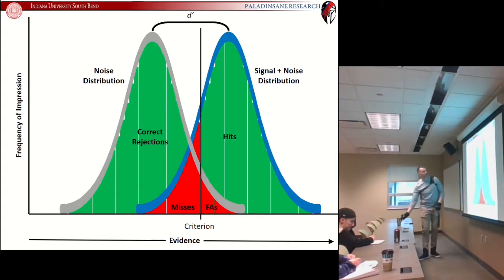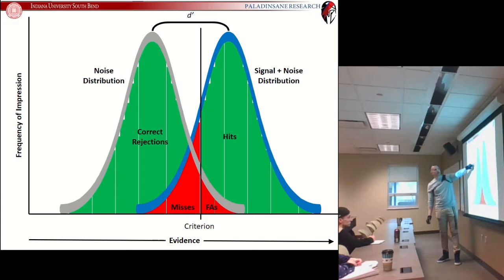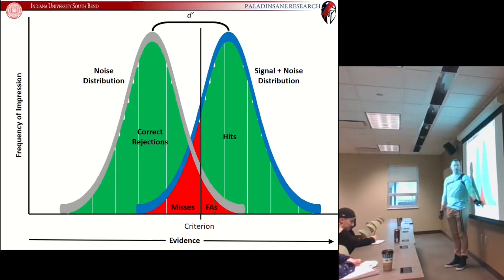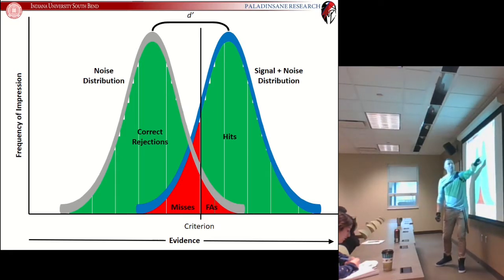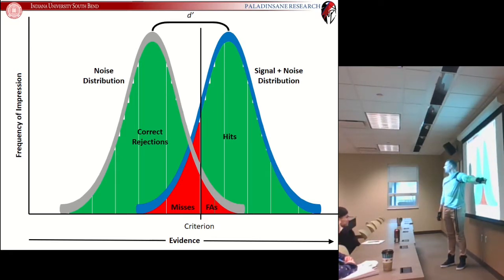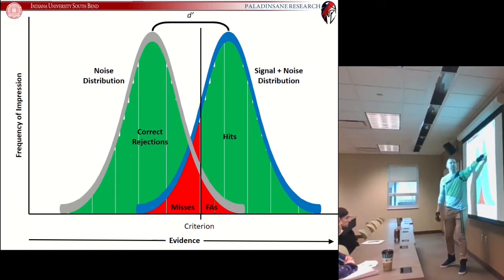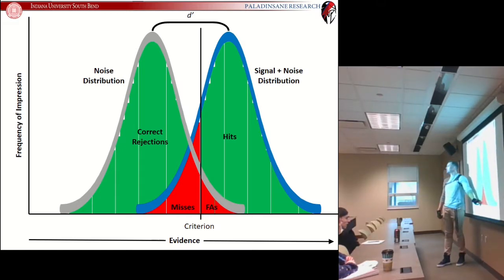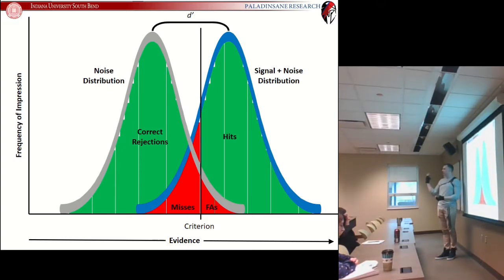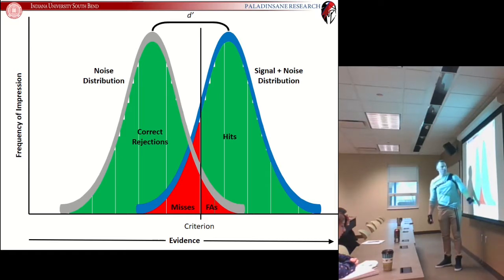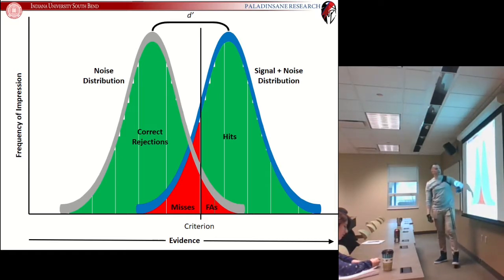So either the signal is not going to be there, and you correctly say, no signal, that's a correct rejection. Or the signal is not there, and you incorrectly say, I heard something, that's a false alarm. Or the signal is there, and you say, yep, I heard it, that's a hit. Or the signal is there, and you say, nope, no signal, and that's a miss. So those are the only four things that you can do. It can either be there, and you're right, or you're wrong, or the target is not there, and you're right, or you're wrong. Those are the only four possibilities.